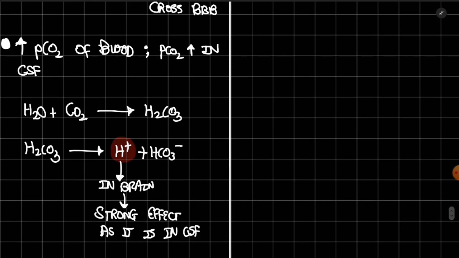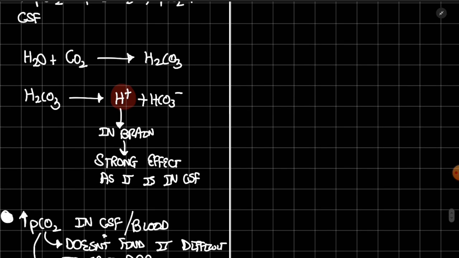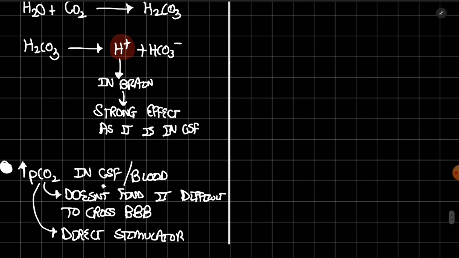The second condition is increased partial pressure of CO2 in blood, therefore increased partial pressure of CO2 in CSF. This H2O will combine with CO2 in the CSF, then we will see the formation of H2CO3 in the CSF itself. Then this H2CO3 will further split in the CSF and give rise to H plus and HCO3 minus. This H plus, which is in the CSF now, will go directly to the brain, with no need to cross the blood brain barrier, and it will cause a stronger effect.